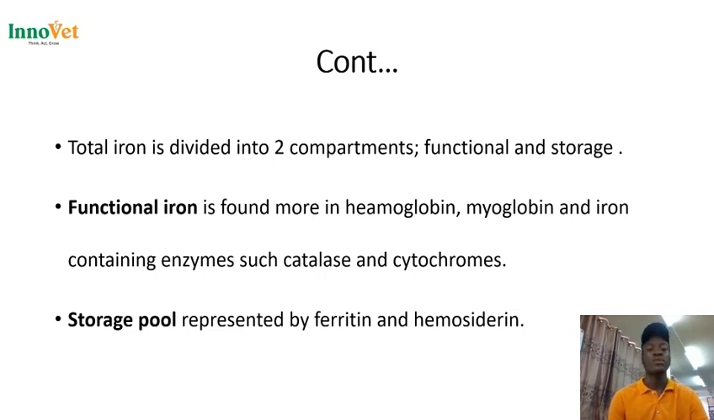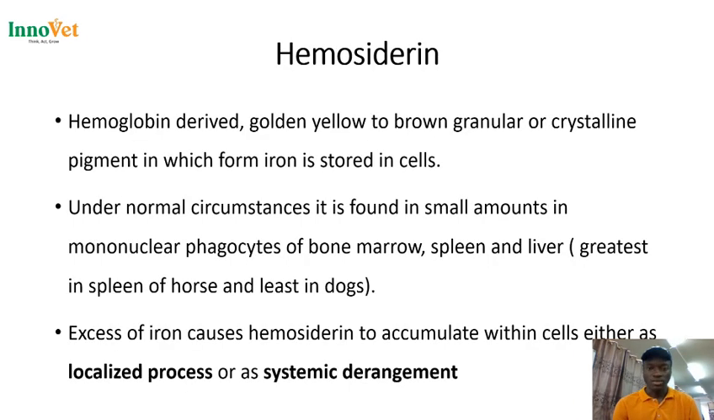The functional iron is that which is in use, having a role within the different pigments. For example, it is found in hemoglobin, myoglobin, and iron-containing enzymes such as catalase and also cytochromes, as we see in ATP formation. The storage pool is represented by ferritin and hemosiderin, as we shall see later on.